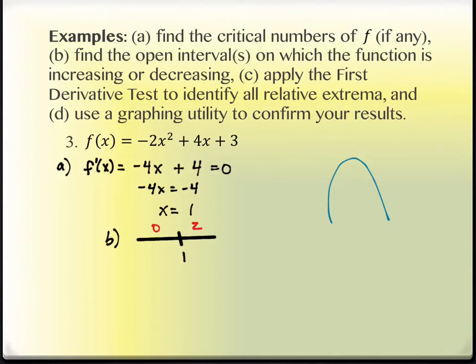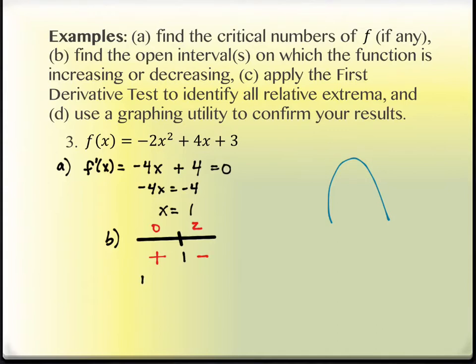Okay, so you probably don't need to put this in your calculator to evaluate this, but if you wanted to, you certainly could. We're going to put the 0 into the negative 4x plus 4. And are we going to need to get a positive or a negative? We're going to do positive. And if I put the number 2 in, negative 4 times 2 and then plus 4, do I get a positive or negative? Negative. You get a negative.